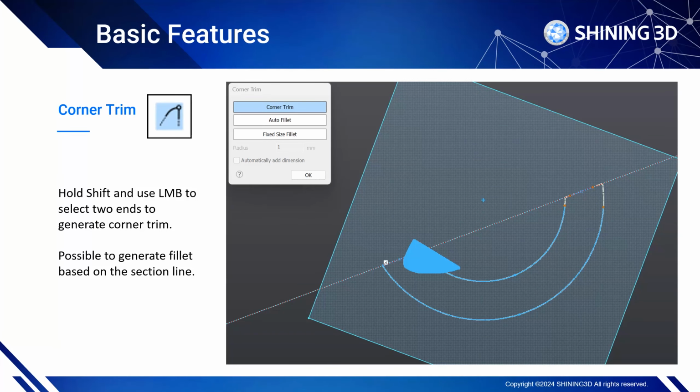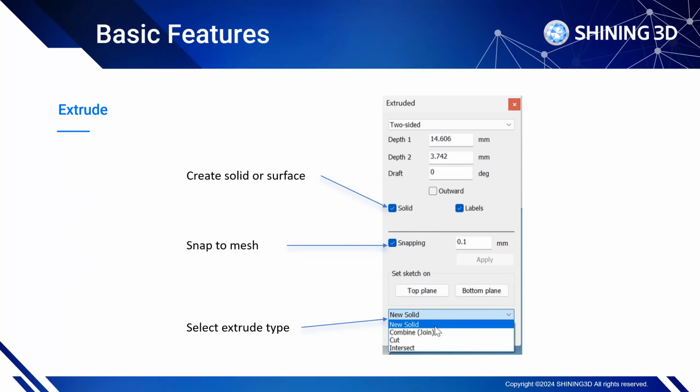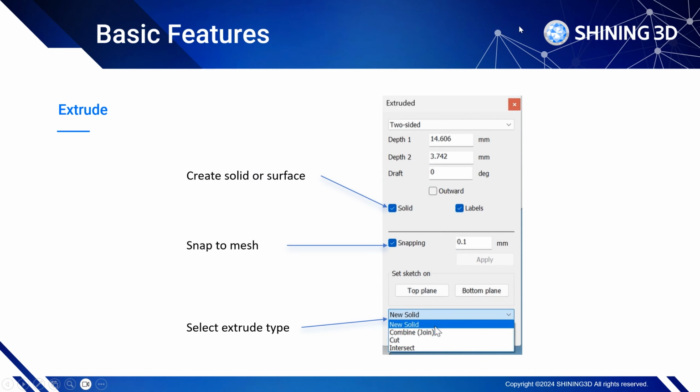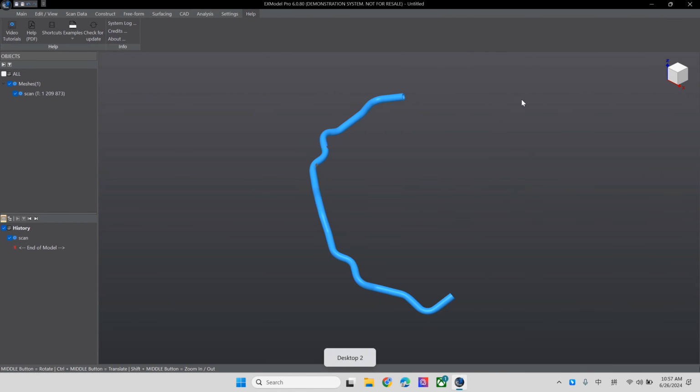How to add this sketch, how to trim the corner in the sketch, how can we do extrusions based on the sketch, and that's it. So let's go to the software. Okay, so now here we have the scan data. Actually not.